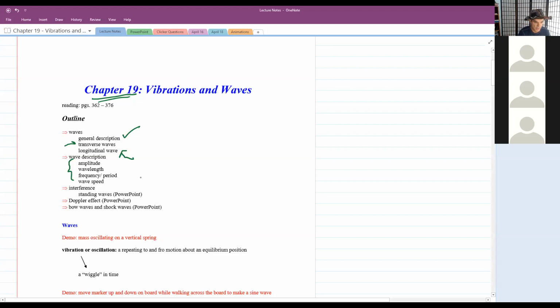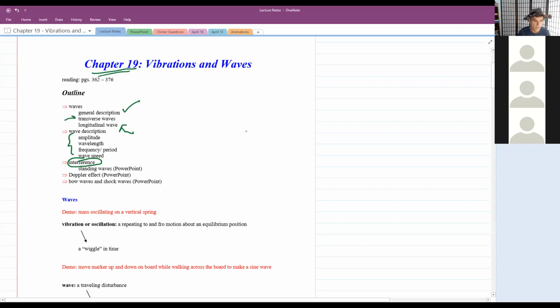And then we're going to look at the fact that waves can undergo something pretty cool called interference. When I have two waves that exist at the same place at the same time, they can affect each other. They can produce a bigger wave, called constructive interference, or a smaller wave, where the waves actually cancel, and I have destructive interference. And then we're going to look at the Doppler effect and bow waves and shock waves.